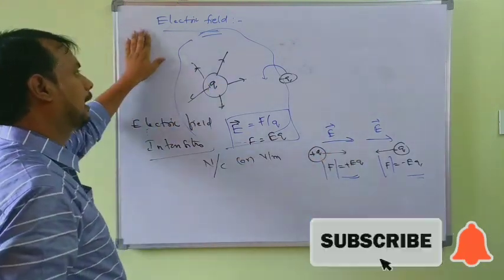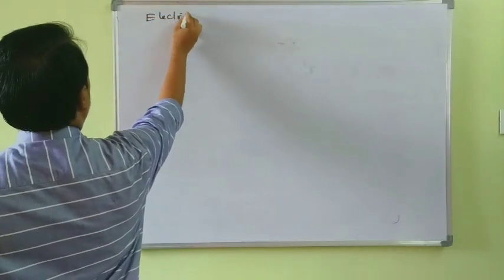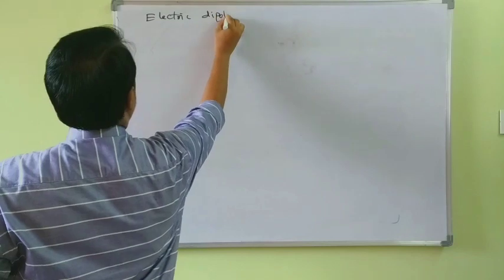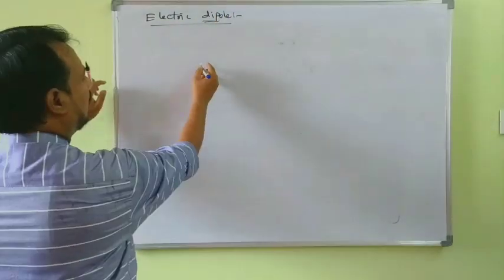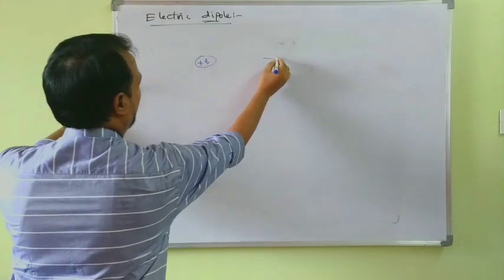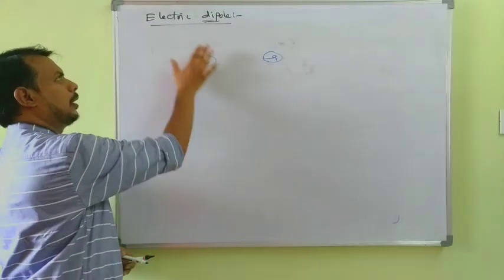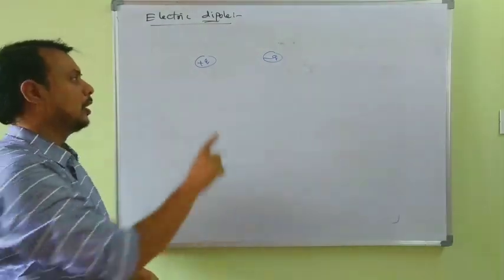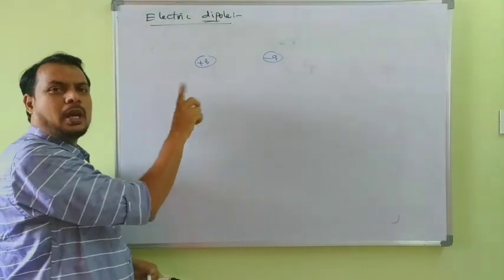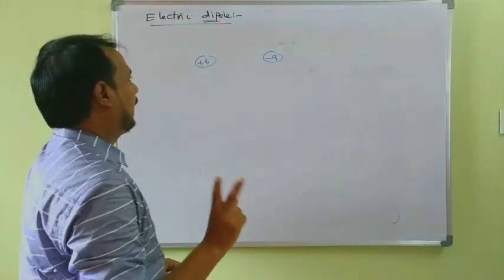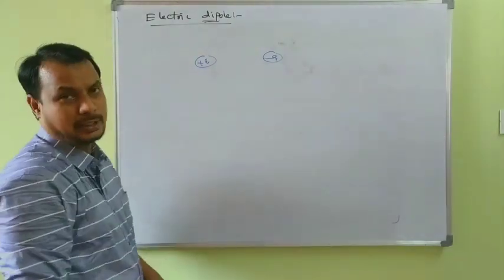And electric field, as in NEET, electric dipole. Di means two equal and opposite charges separated by a minimum distance; the arrangement is called an electric dipole. Two charges of equal magnitude but opposite sign, one positive and the other negative. So two equal and opposite charges separated by a certain distance is known as an electric dipole.